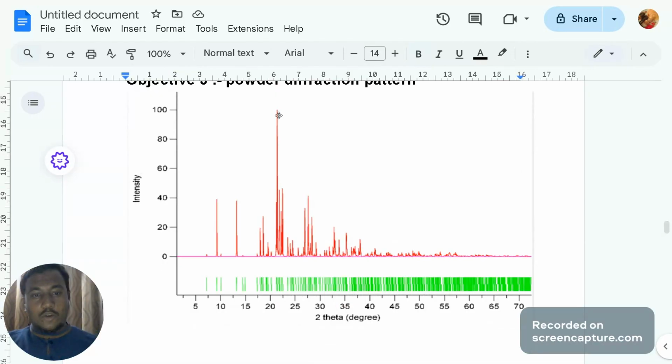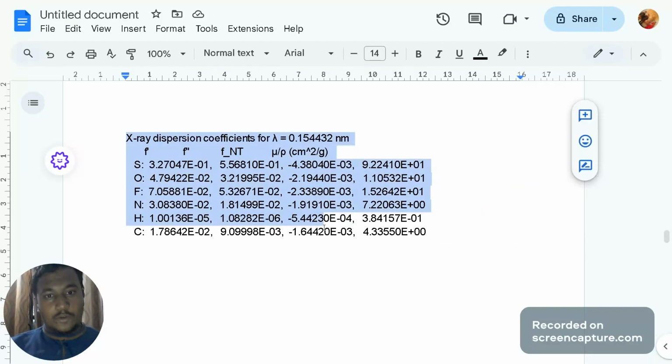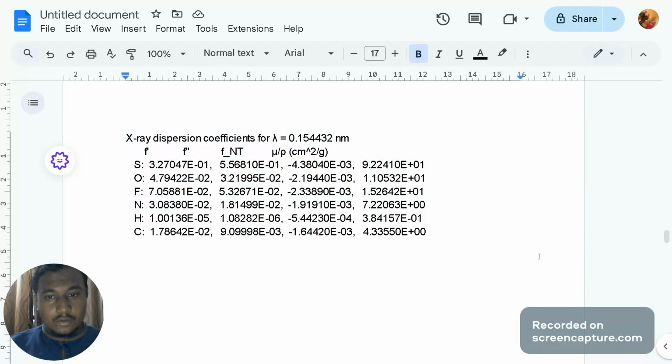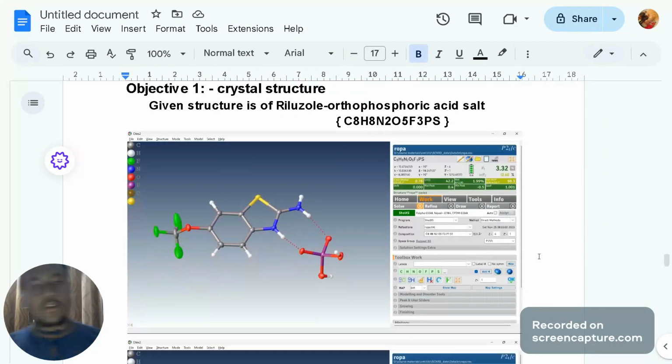These small peaks denote that the given peak is of a crystal. And the X-ray dispersion coefficients for the same lambda are obtained also here. So now let's move on to data 3, which is the riluzole plus orthophosphoric acid.